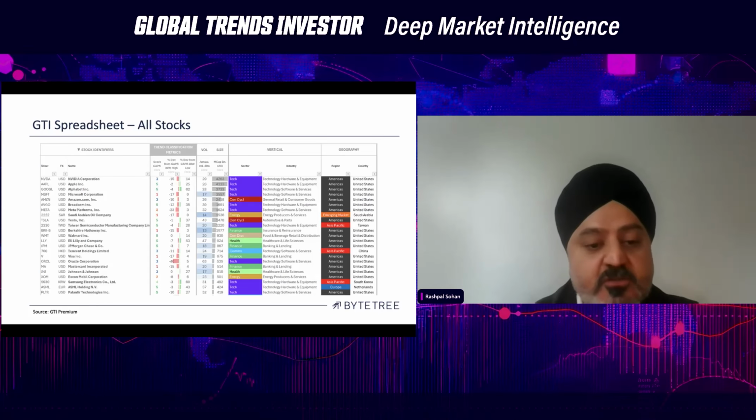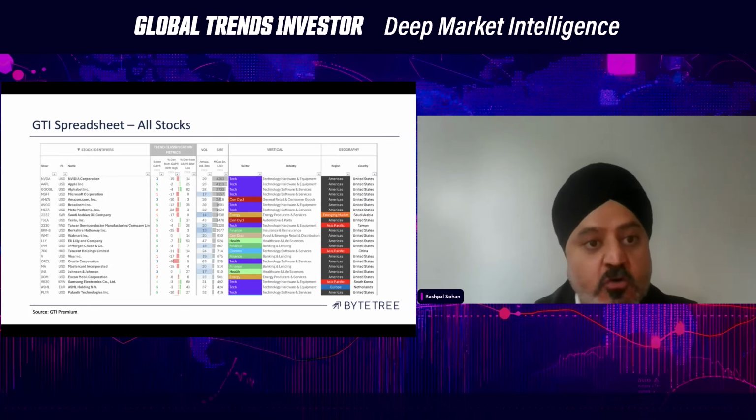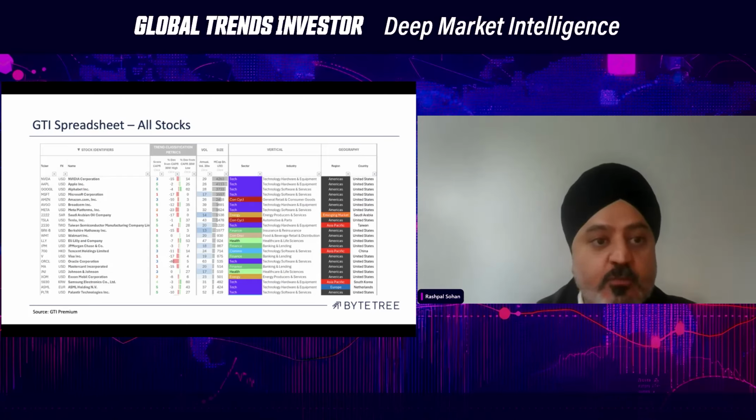In the spreadsheet, you'll see there are 5 tabs. Each tab relates to a stock category, a trend category. So we have all stocks, leading trends, emerging trends, weakening trends, and bear trends. What's shown on the screen is the all stocks sheet, which refers to all the stocks themselves, not categorizing the trends by any particular type, right?